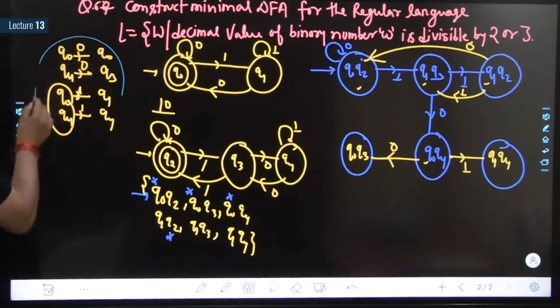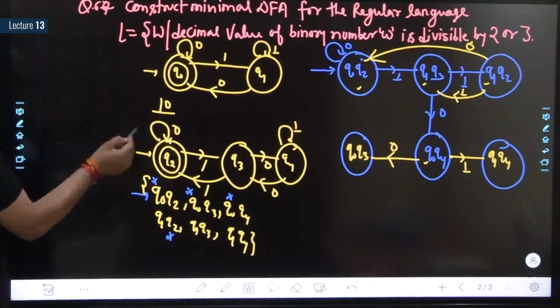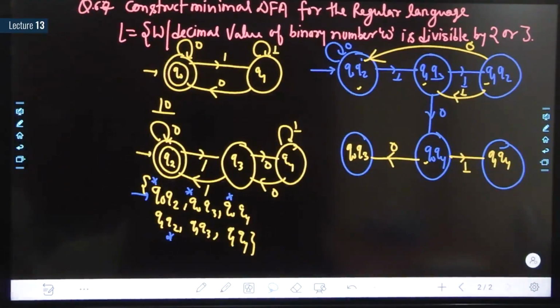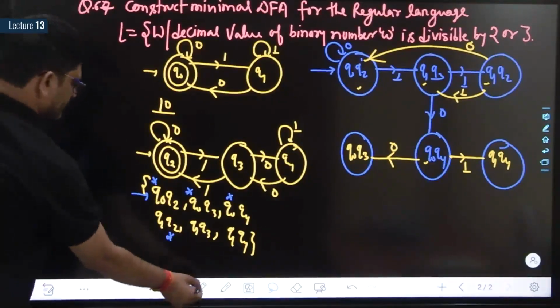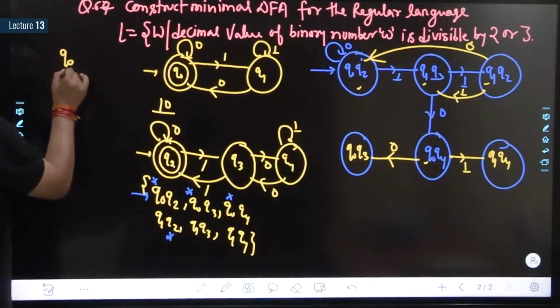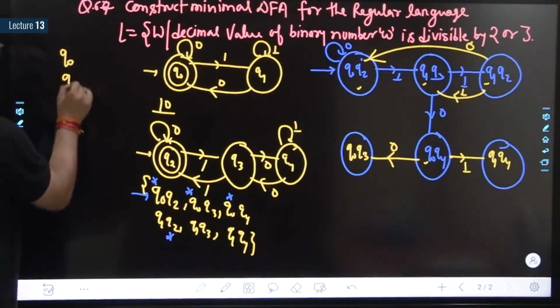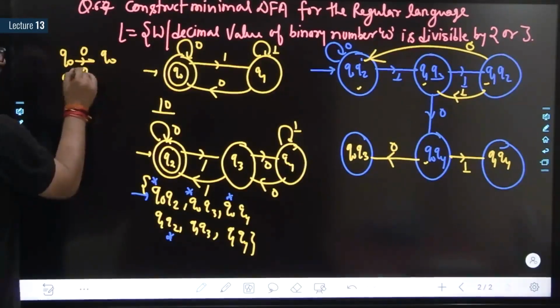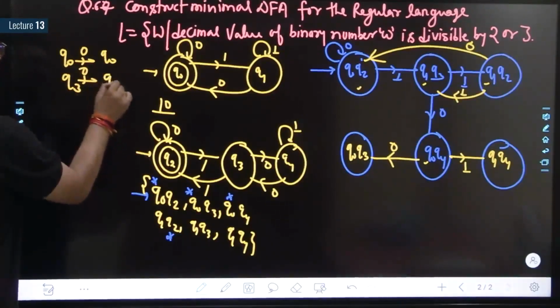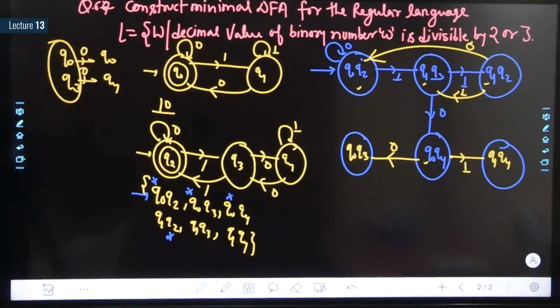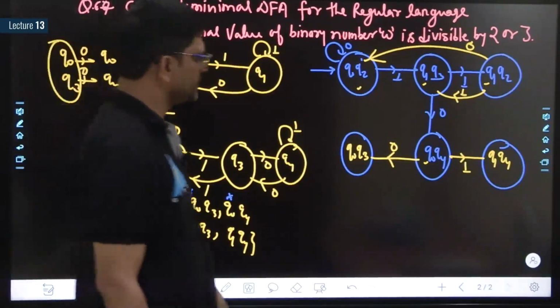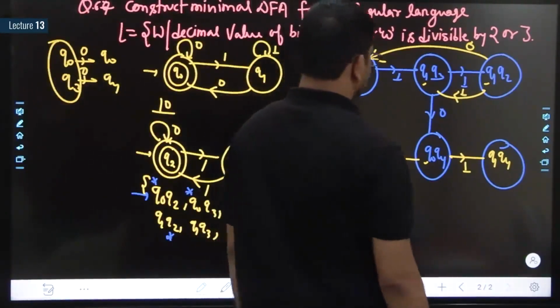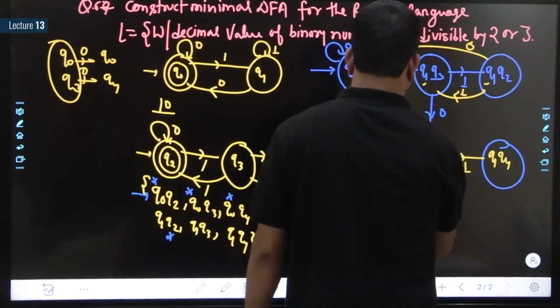Check for Q0, Q3. Q0, Q3. Q0 on 0 goes to Q0, Q3 on 0 goes to Q4. Q0, Q3 on 0 goes to Q04. Where is Q04? This is the Q04.